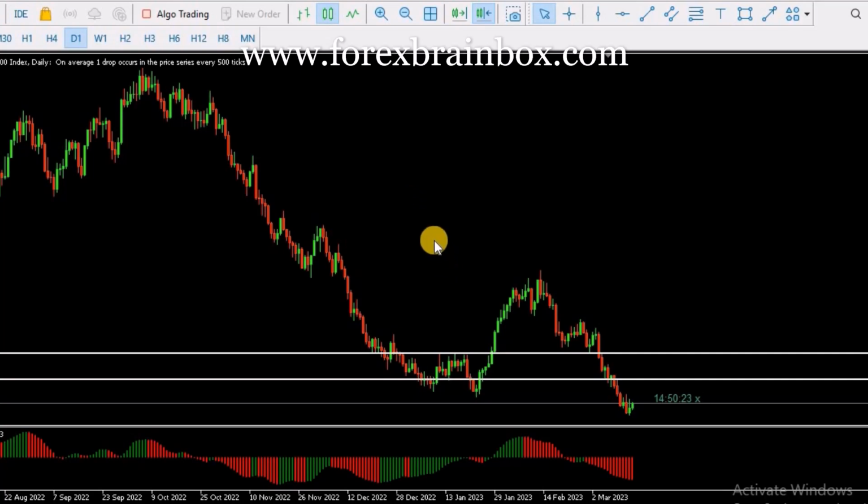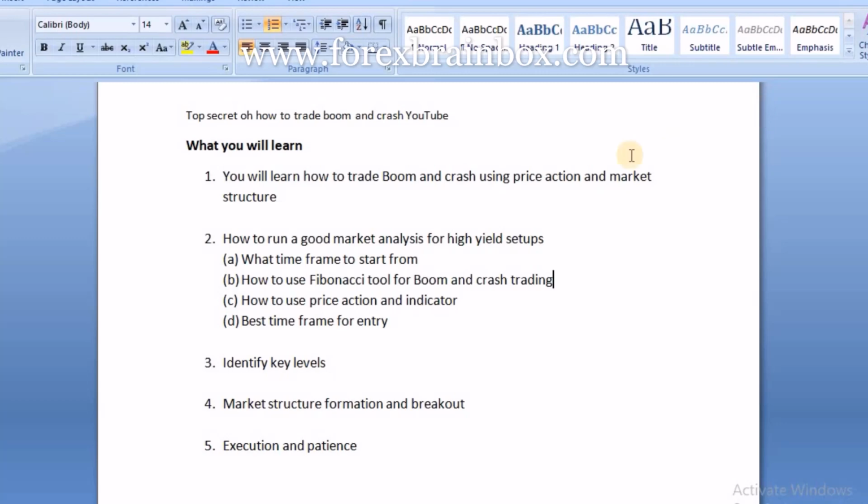So let's get right into it. I'm going to show you an outline of what we'll talk about. This training is going to be about, it's a top secret. It's really top secret. By the time I'm done, you get to understand why it's top secret. Number 1, you will learn how to trade Boom and Crash using price action and market structure.